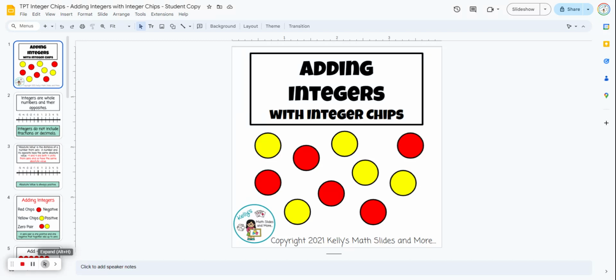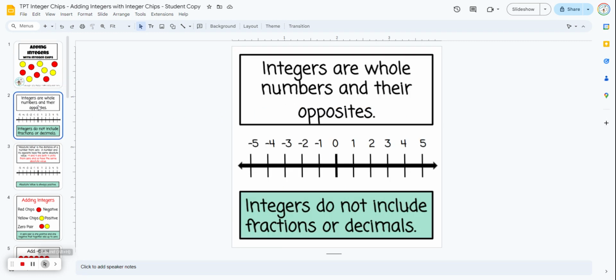Adding integers with integer chips. This is a digital lesson, and students are able to move these yellow and these red chips around their screen in order to solve the addition problems. So the lesson starts with explaining what integers are.